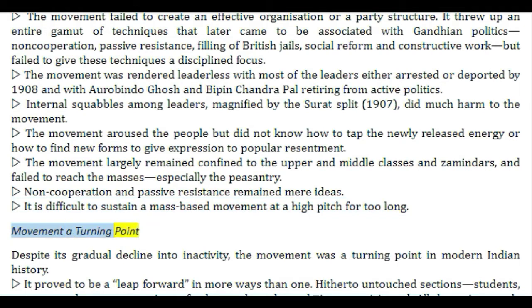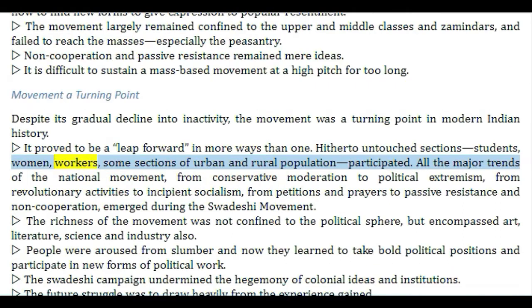Movement: a turning point. Despite its gradual decline into inactivity, the movement was a turning point in modern Indian history. It proved to be a leap forward in more ways than one. Hitherto untouched sections, students, women, workers, some sections of urban and rural population, participated. All the major trends of the national movement, from conservative moderation to political extremism, from revolutionary activities to incipient socialism, from petitions and prayers to passive resistance and non-cooperation, emerged during the Swadeshi movement.